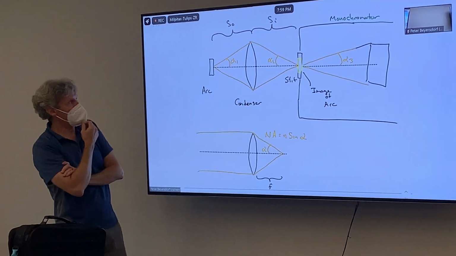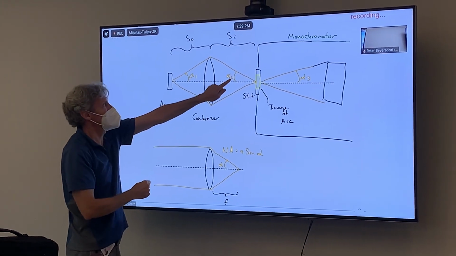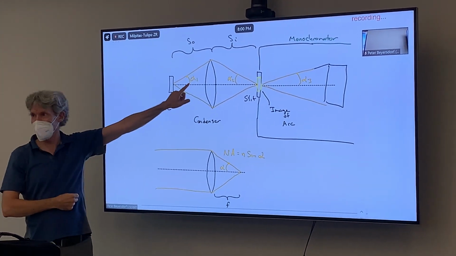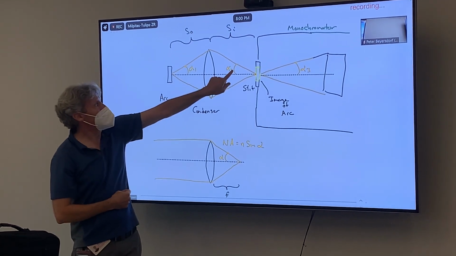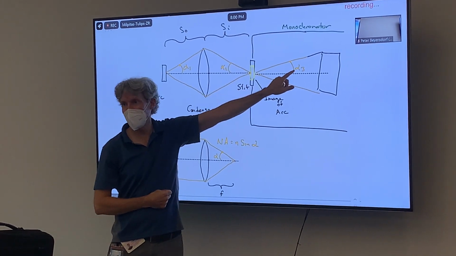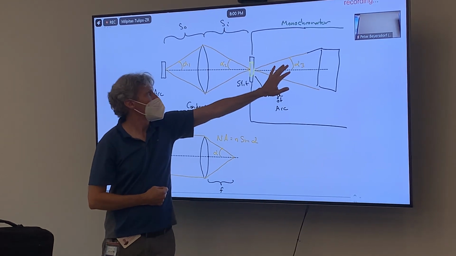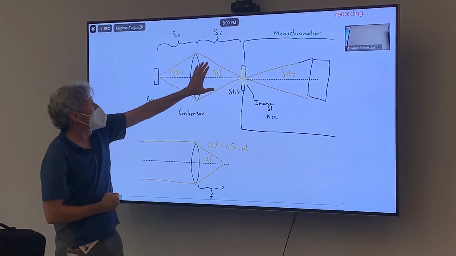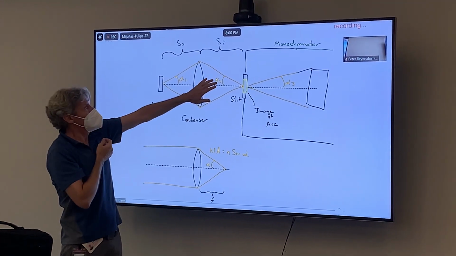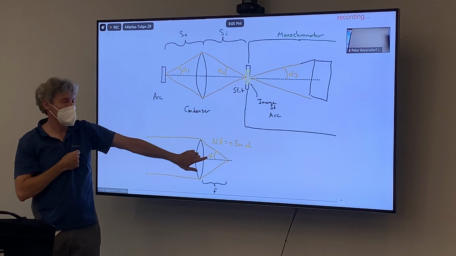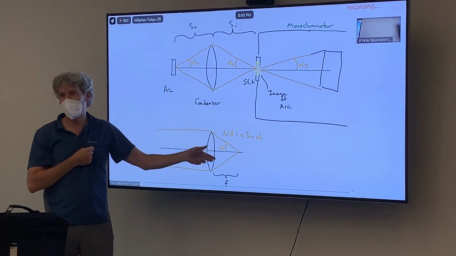Now, notice that the angle subtended is going to be different on the image side than it is on the object side. But it should be the same here as it is over here. Okay, so you're trying to match these two things, but the angle that you need here, alpha 2, is going to be less than this alpha, because it's not from the focal length.